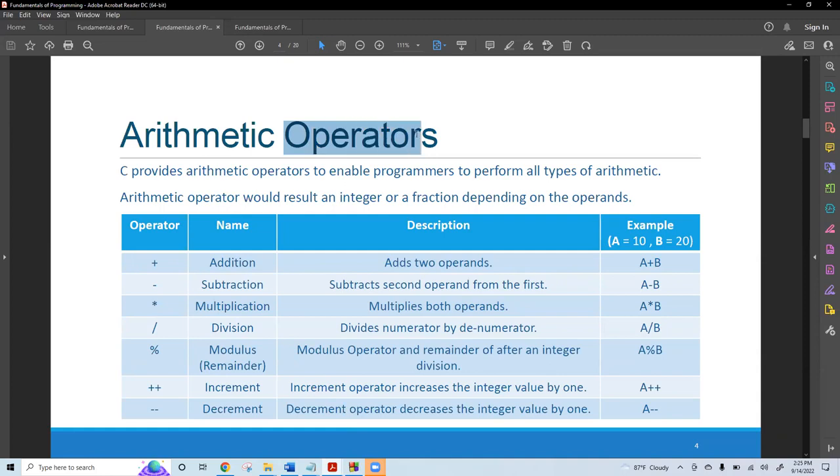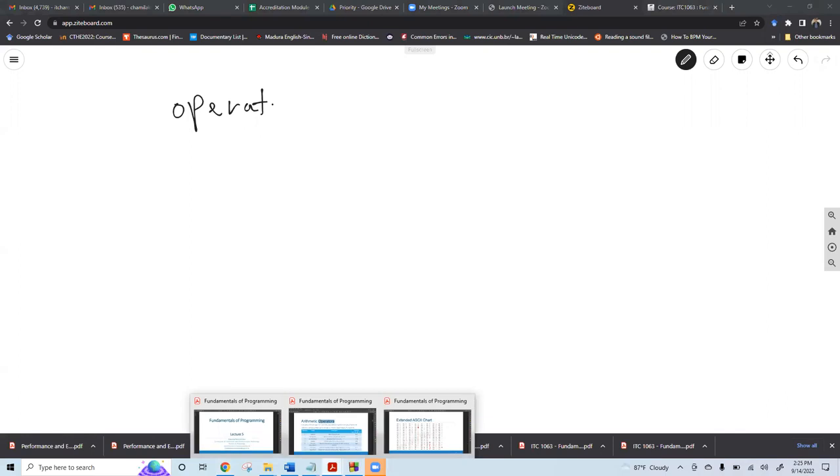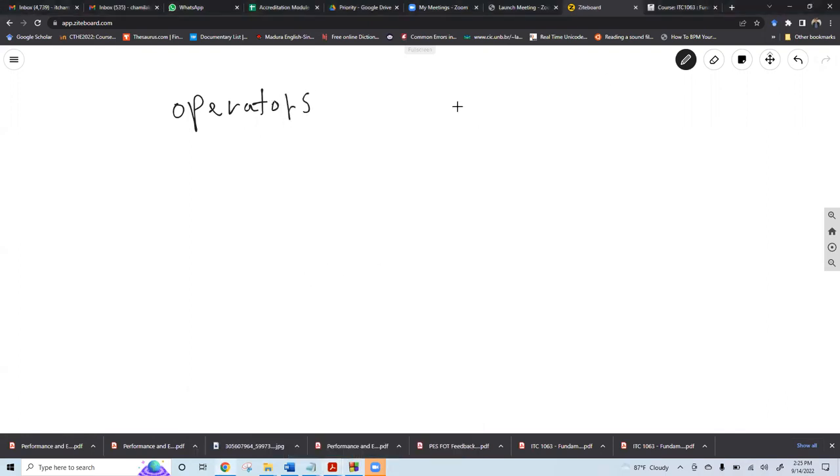When we talk about operators, we have operators and operands. Operators are the symbols, let's say addition. Operands are the things that we do this operation on, the ones to whom we apply this operation.